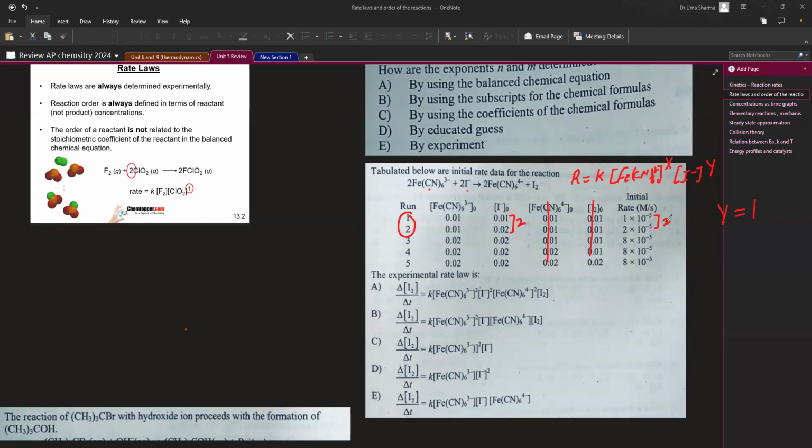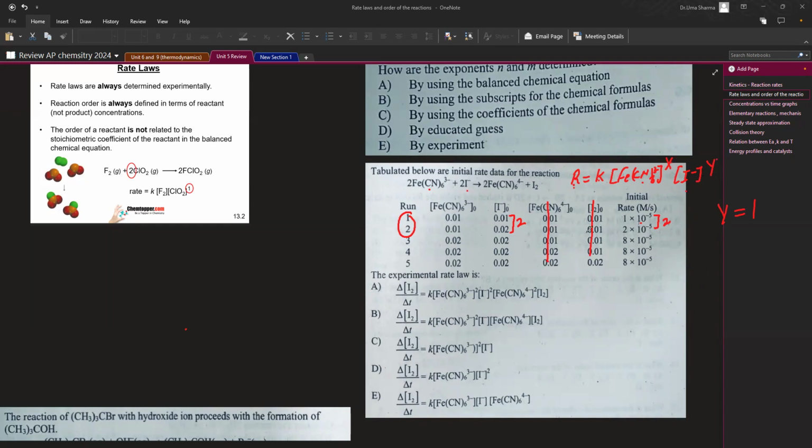When you double this, this is getting doubled. So first order, y is 1. Correct? Anyone have any problem? Otherwise, you can do it like this. Plug in the value of rate. What is rate? This one. K, don't plug in anything. Then plug in this concentration raised to power x, this concentration raised to power y.